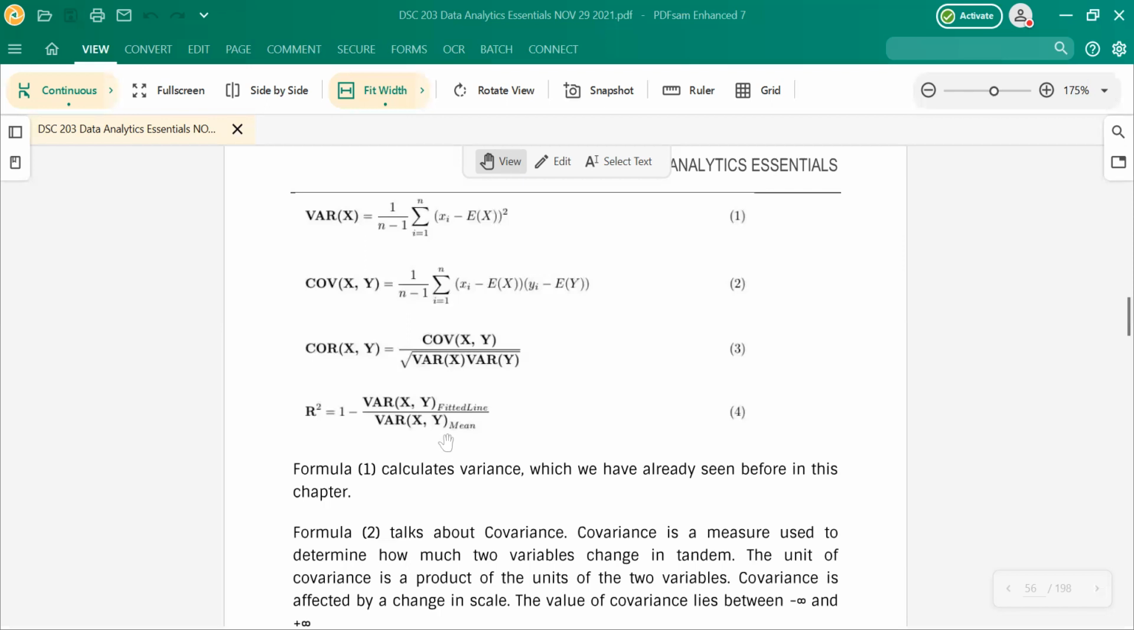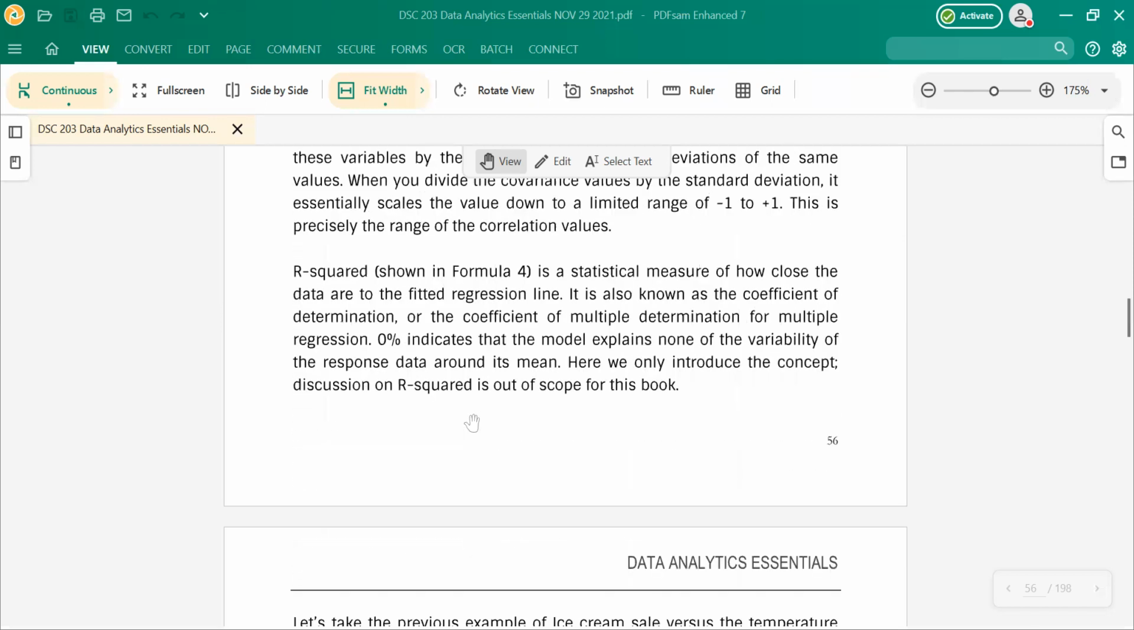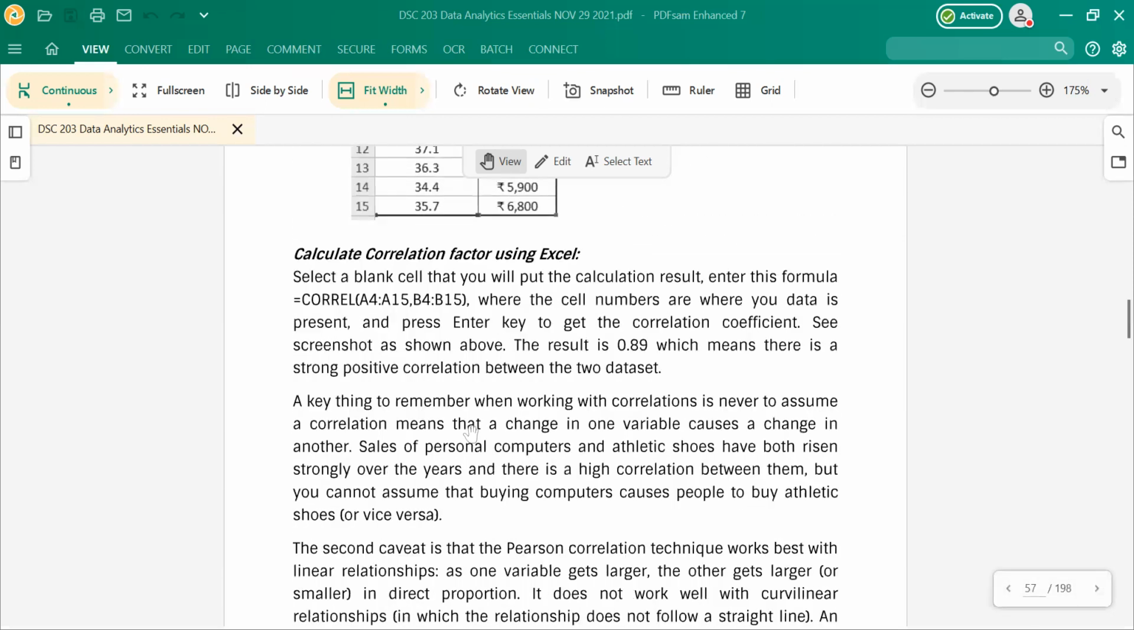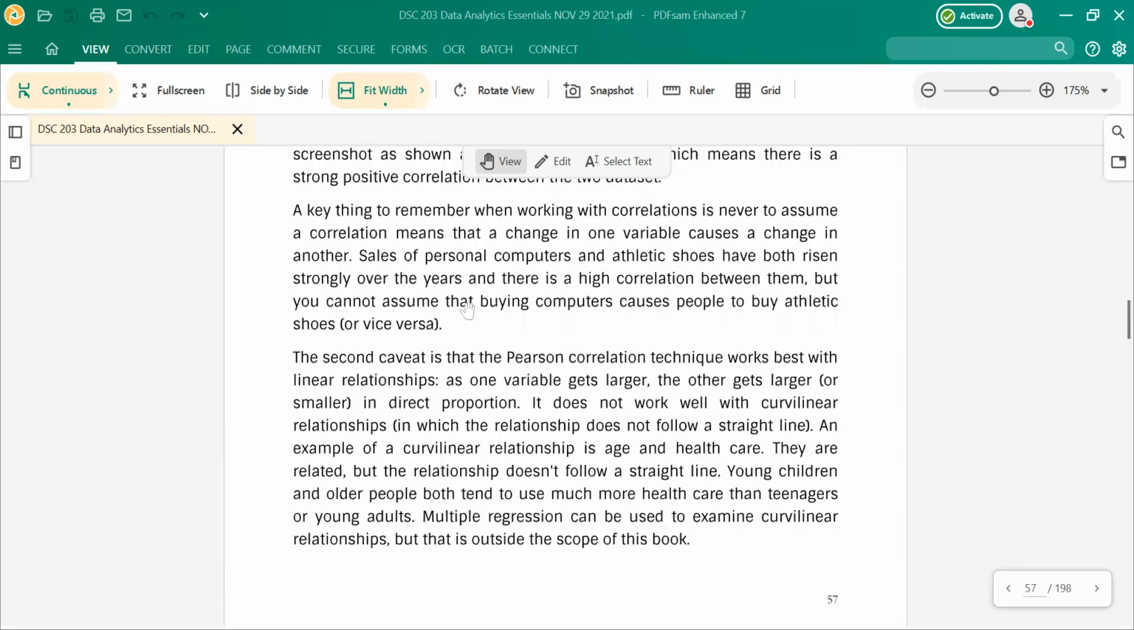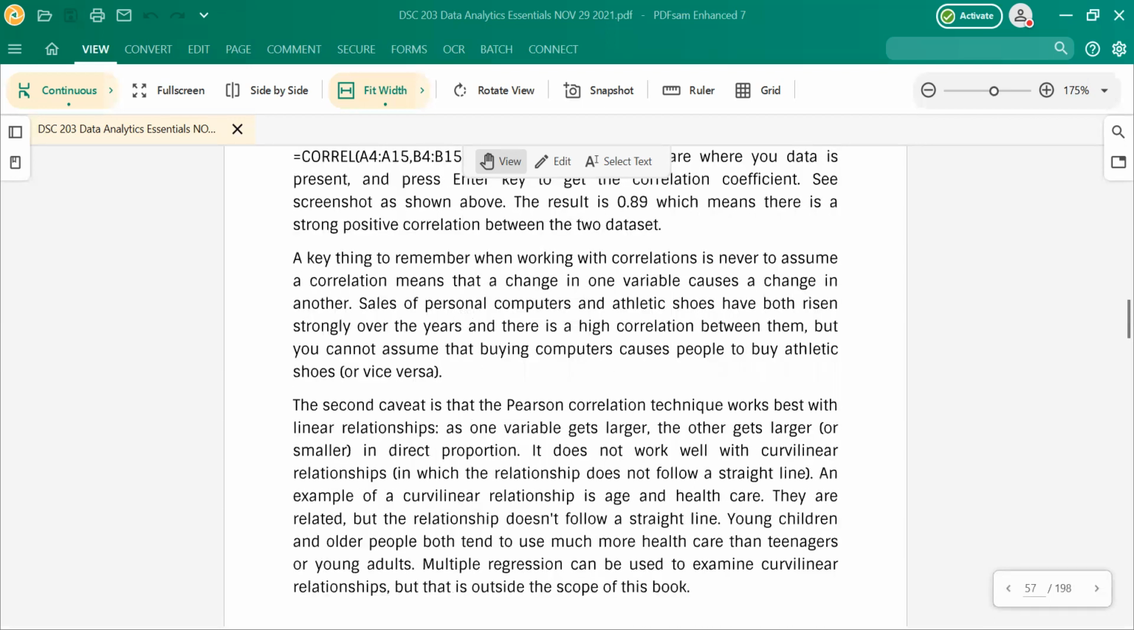So we'll postpone it to data science. We'll talk about it there because before that we don't know what a fitted line is. So we'll do fitted line and regression, and then we'll talk about R square there. So this is how you calculate it. So with that, we finish our statistics discussion. This is your descriptive statistics.